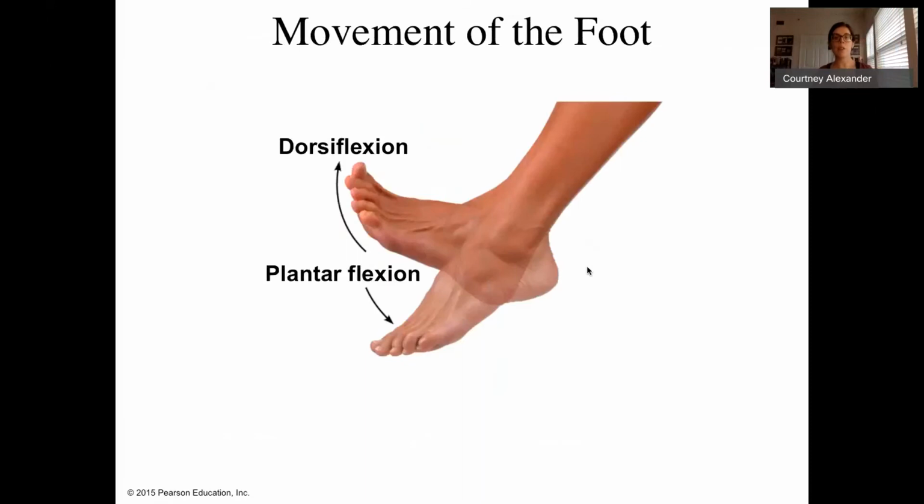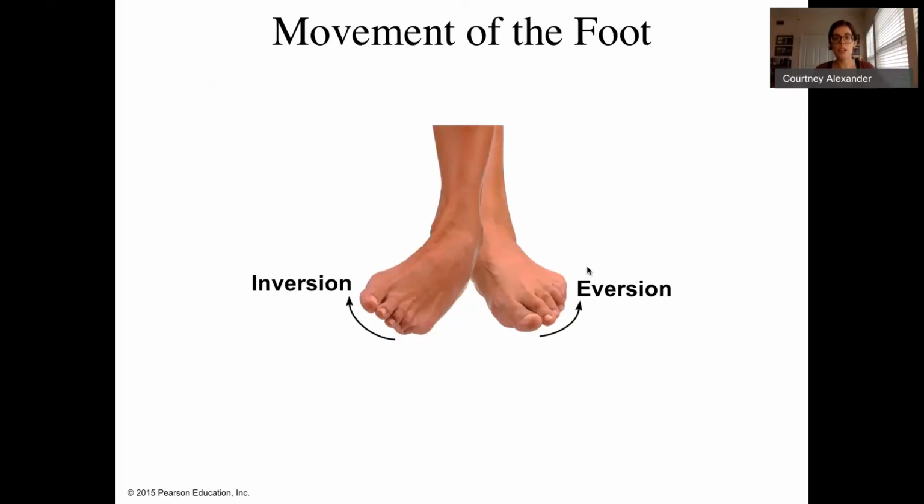Let's move our feet now. We're going to flex our toes with dorsiflexion and point them with plantar flexion. P for point, P for plantar. We're going to invert our toes, bring them together like a pizza slice, and evert our toes, which is like first position if you ever took ballet. Invert, evert.